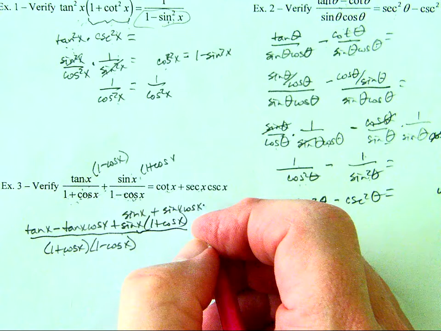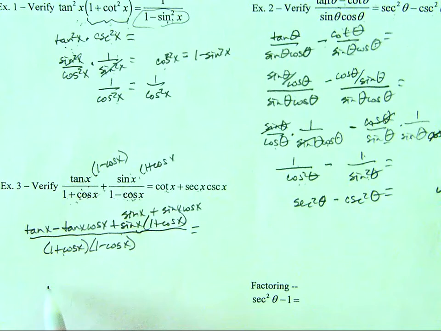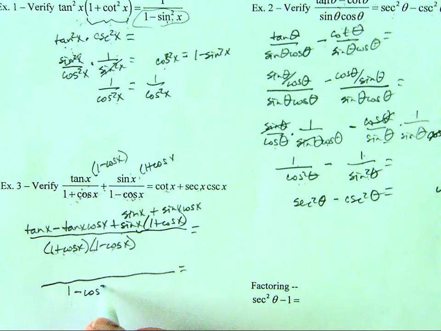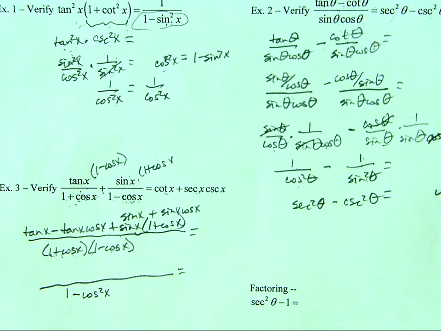Now, we look at that. Got a lot of stuff going on there. On the bottom, let's go ahead and FOIL those together. First times first is 1 times 1. Outside two would be a negative cosine x. Inside two would be a positive cosine x, so they'll cancel out. Last times last is a negative cosine squared x.